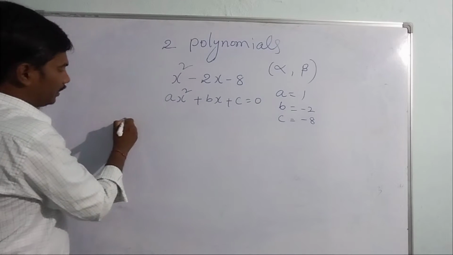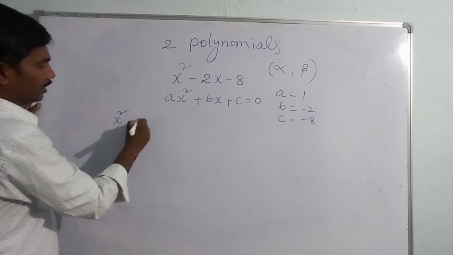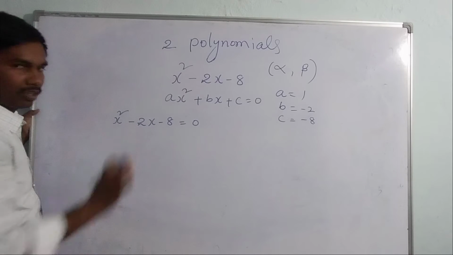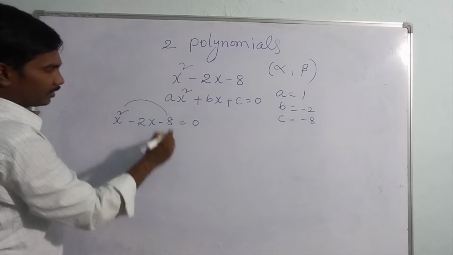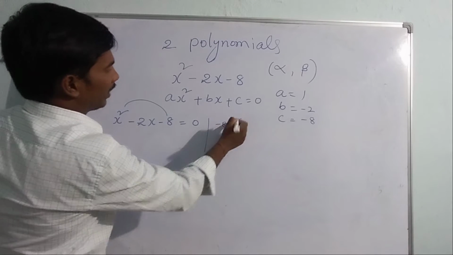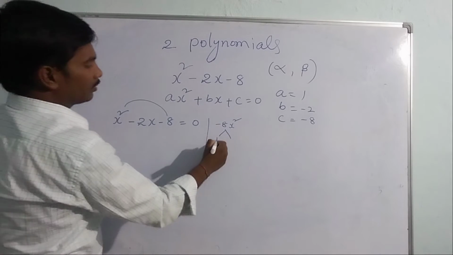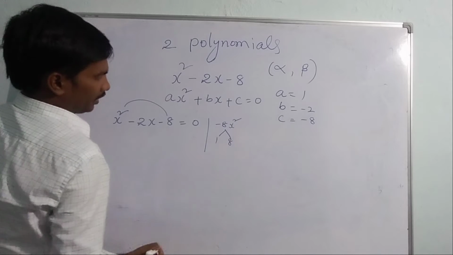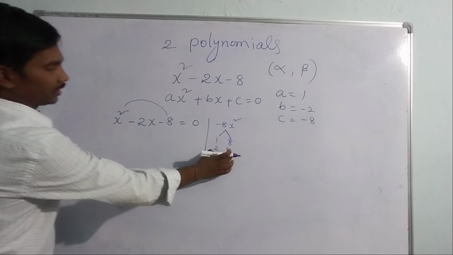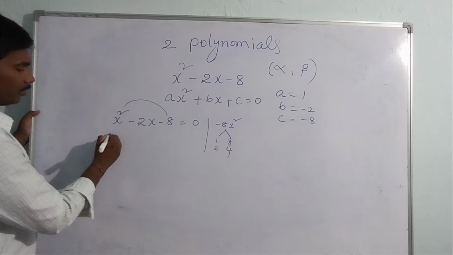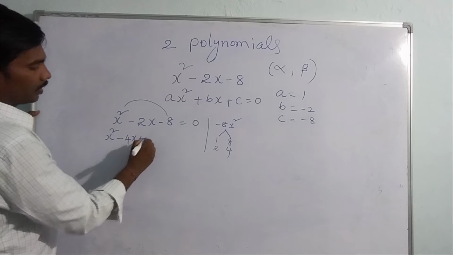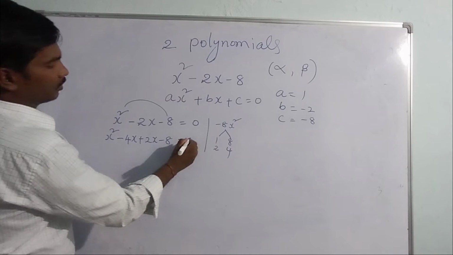x square minus 2x minus 8 is equal to 0. So, middle term split. First multiply the first and last term: 8 into x square, minus 8x square. What are the factors of 8? 1 into 8, and 2 and 4. Yes, use this 2 and 4 to split the middle term. x square minus 4x plus 2x minus 8 is equal to 0.